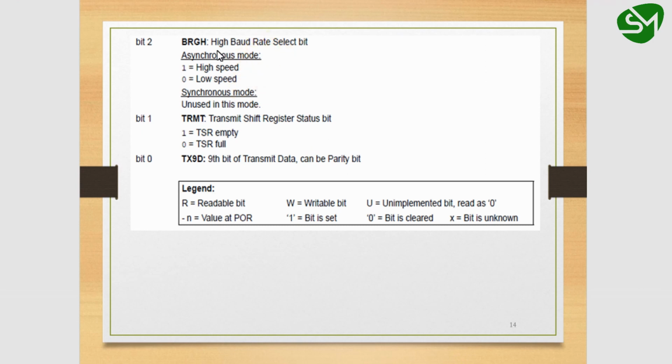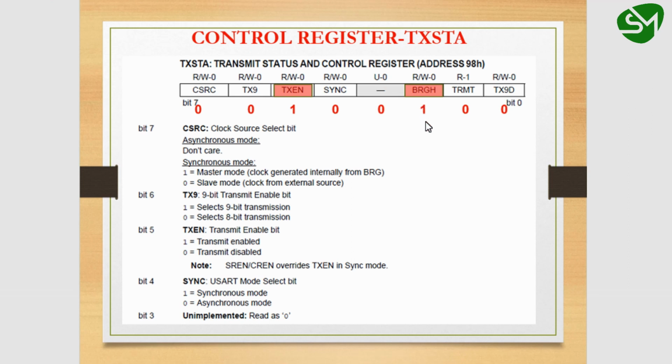You can see that if BRGH is 1, high speed is selected in asynchronous mode, and if it is 0, low speed is selected in asynchronous mode. So this BRGH bit defines the baud rate. That is, if this is 1, the formula for baud rate will have one parameter, and if it is 0, the formula will have a different parameter. That we will see within a few minutes. For now, we will make the BRGH and TXEN bits 1. So the value of the register will be 0010 0100, that is 0x24.